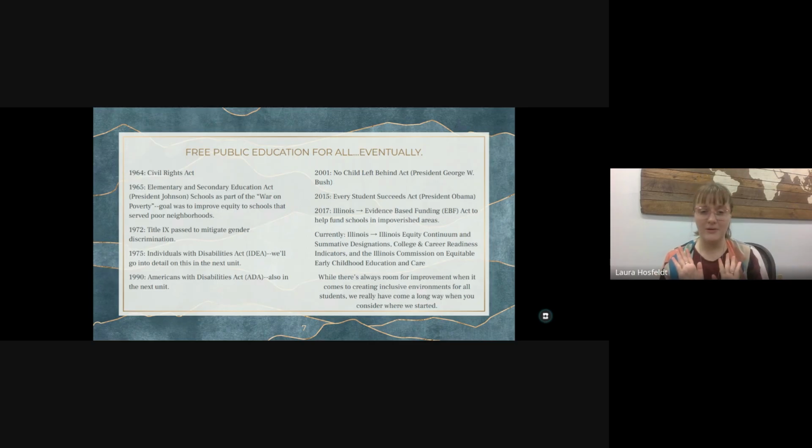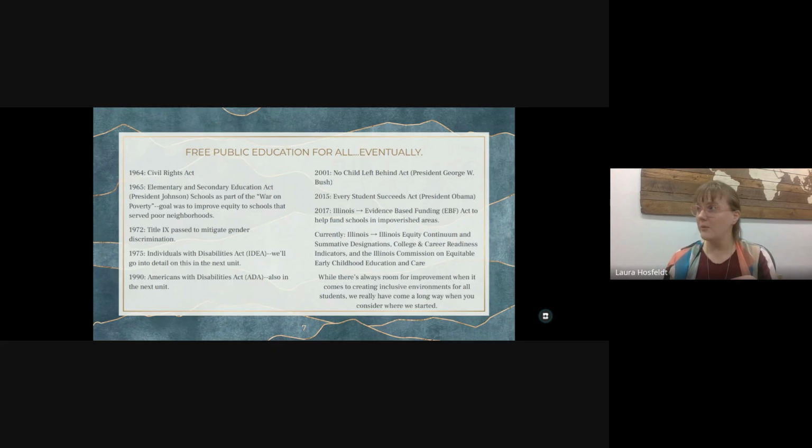Currently in Illinois, we are revisiting the Illinois Equity Continuum and Summative Designation process, which is basically determining how do we measure whether a school is successful or not. And we're also looking at expanding early childhood education. There's actually an entire Illinois department being made for early childhood education now, which is good because that's extremely important and it's been a very overlooked section of education.